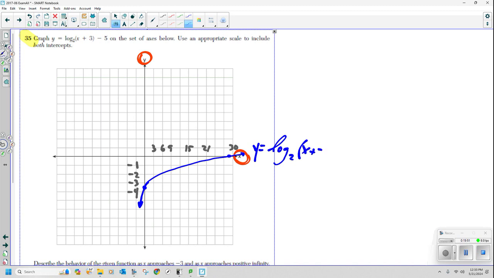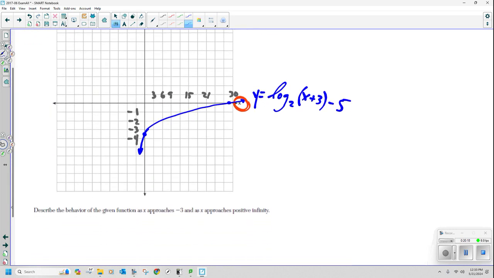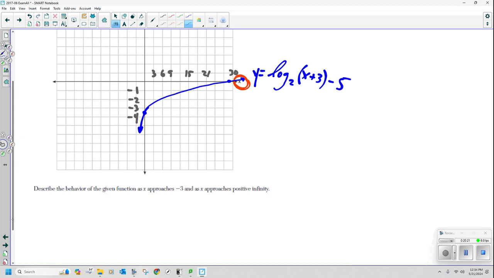So I'm just going to label this. I'm not even sure if I'll lose credit or not if it's labeled or not. But I'm going to put it there anyways because I just want to make sure I get credit. And look, there you go. That's it. I mean, if you want to plot some points in between, that might not be a bad idea just to make sure it's accurate. All right. Now, what are they asking us down here? Describe the end behavior of the given function as x approaches -3 and as x approaches positive infinity.